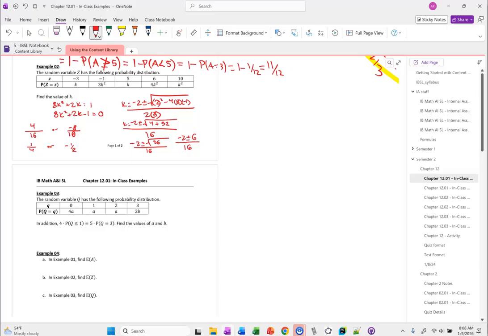Okay. Wait, can you have a negative k? Well, let's think for a moment. Can we have a negative value for k? No. So here's 1/4. Yes.